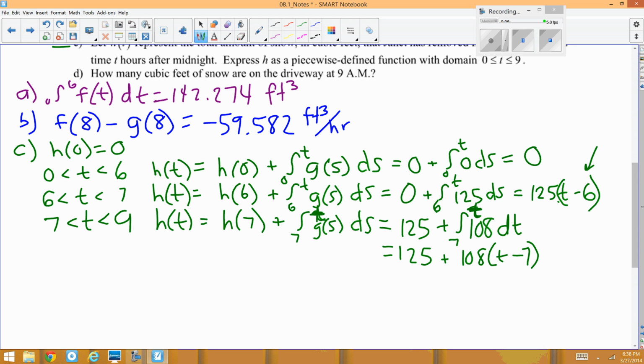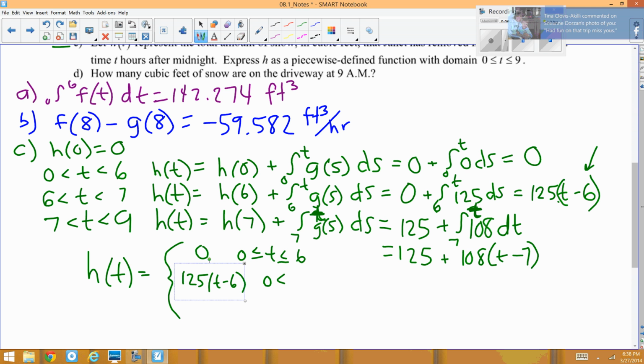Okay, and now it says express h as a piecewise function. So I have h of t, and there are 3 different kinds of rates. It's 0 when t is between 0 and 6. It doesn't matter where you put your equal or equal to part. 125 times t minus 6 in between 6 and 7. And then it's also 108.